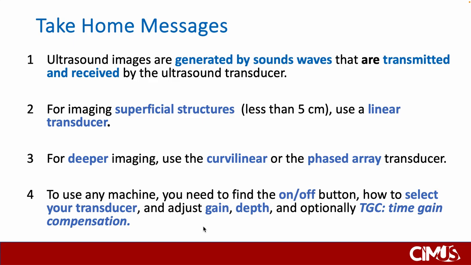So these are the basics you need to know before using an ultrasound machine. It's really helpful to understand how an image is being generated, and it's really critical to know which transducer to use. Anything superficial should be using a linear transducer. Deep imaging should be using a low-frequency transducer, such as a curvilinear or the phased array. And to use any machine, you need to know how to turn it on and off and select your transducer and presets. But once you've done that, the critical functions you need to know is how to adjust gain and depth. And if you're willing to learn it, time gain compensation will go a long way in helping you optimize your images.